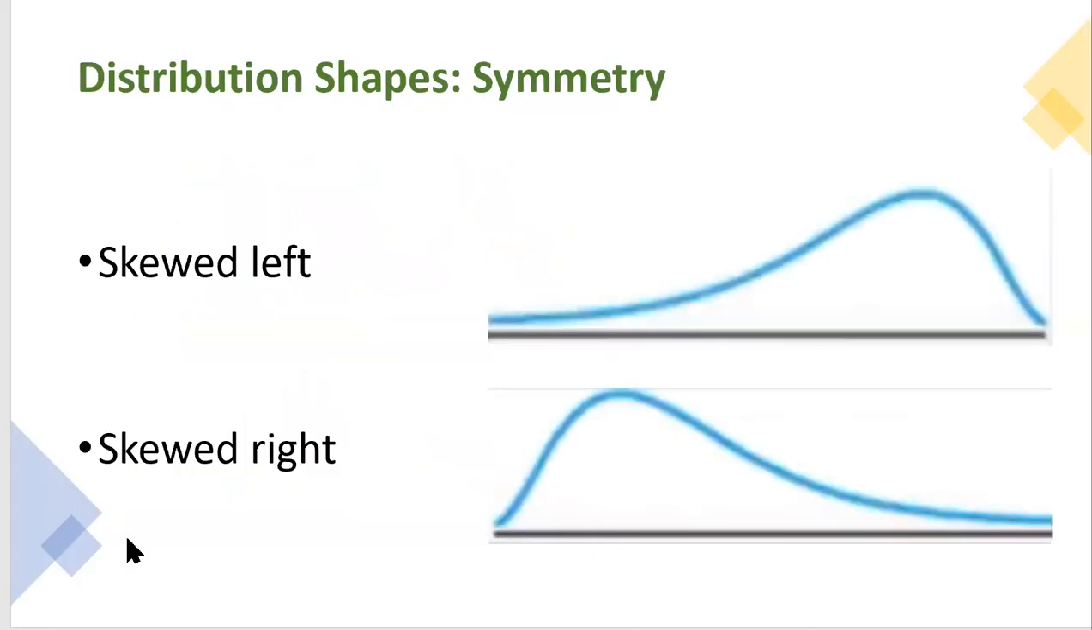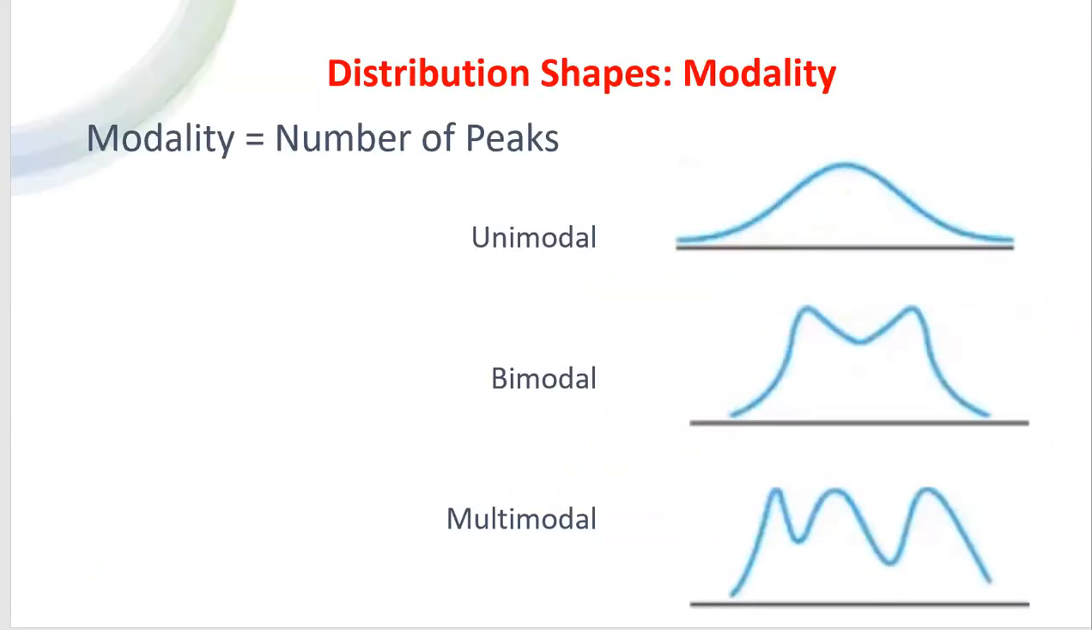If the data is asymmetric and the majority of the data is on the right side and on the left we have a long tail, we're going to say that this distribution is skewed left. And the opposite, if we have the majority of the data values on the left side and the right tail is long, then we're going to say that our data is skewed right.